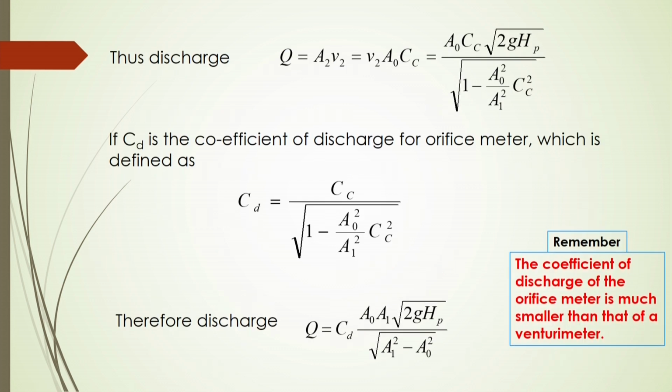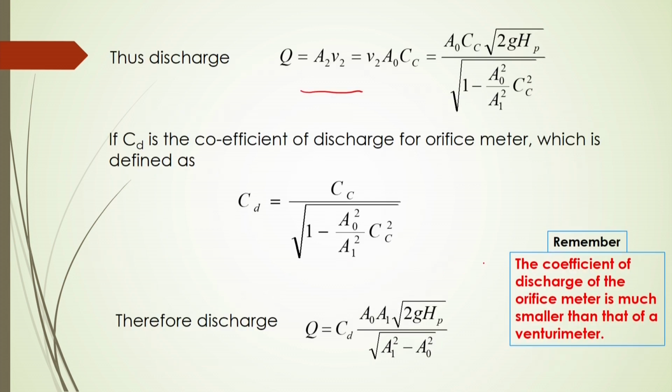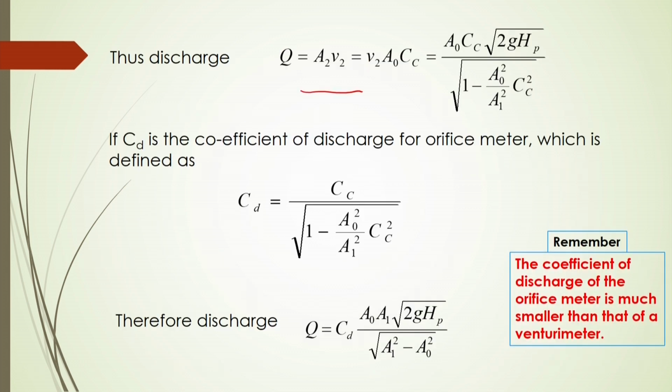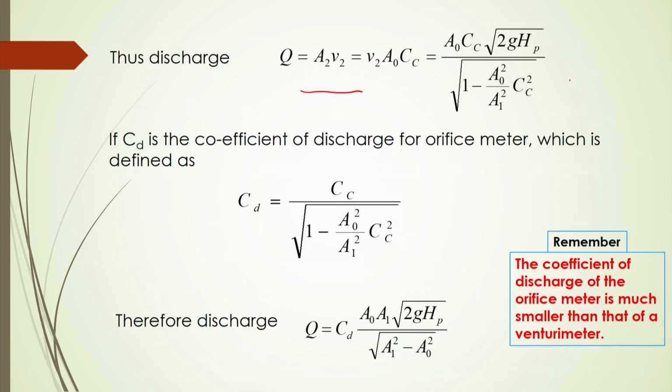And thus, discharge Q should be equal to A2 into V2. What will be the cross sectional area at this section A2, and what will be the velocity, that is calculated by this equation. And then after substitution of A2 here, we can get V2 into A0 into Cc, and after substitution of the A0 and A2 values and this V2 value, we can get this equation here.